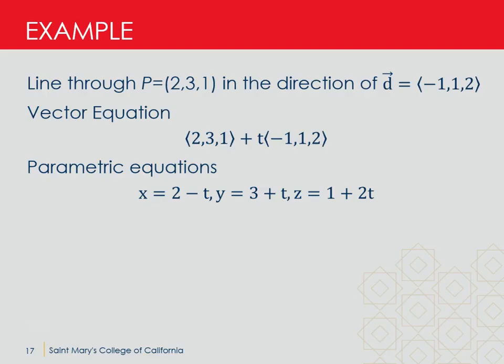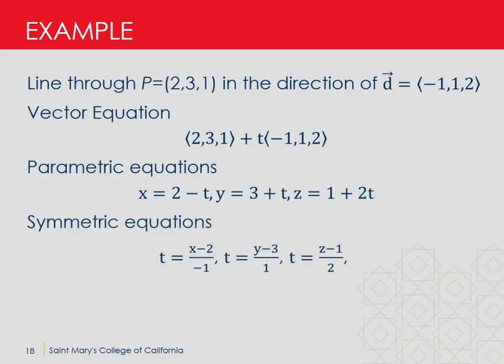So that would be the vector equation. Parametric equation, well, again, it's very similar. We just break it apart into our three pieces. Our x is 2 - t, our y is 3 + t, and our z is 1 + 2t. So that's the parametric equation. And again, pretty straightforward. I think you can see how you could go straight to the parametric equation from the point and the direction. You wouldn't have to go via the vector equation if you didn't want to.